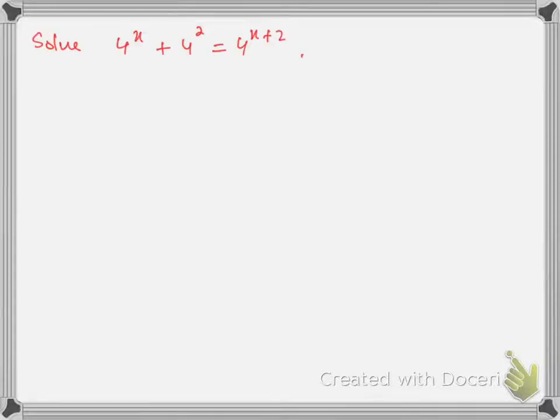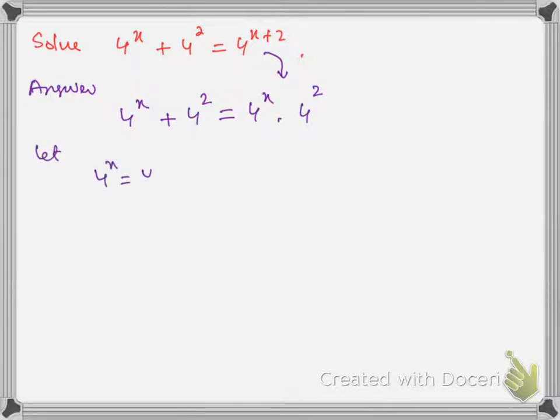So we are going to solve example number 1. To solve this question, first we need to simplify the powers. As we can write this 4 power x plus 2 as 4 power x times 4 power 2. Now we can use the substitution method. So let 4 power x be y. Therefore we have y plus 16y. Now we have to simplify this.